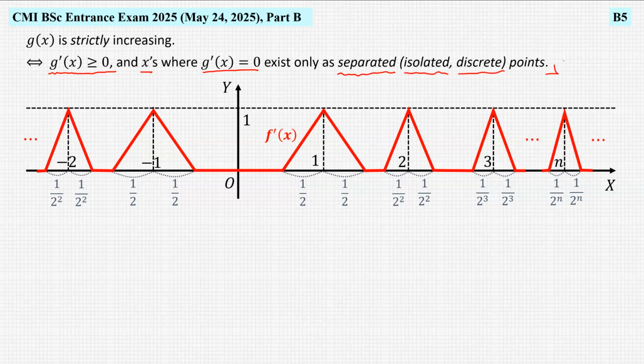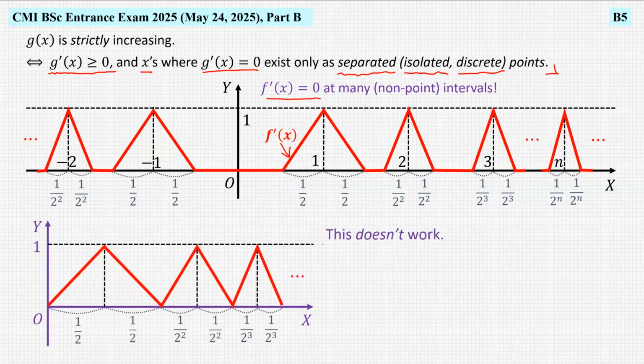This property can be pretty intuitively understood, so let's jump right onto the problem that our previously obtained derivative f prime of x possesses. You can see that f prime becomes 0 at many intervals, making this an invalid derivative for g prime. By the way, connecting all the given triangles like in the figure doesn't work.